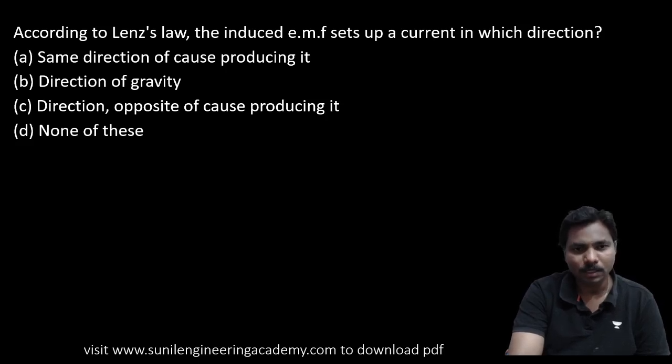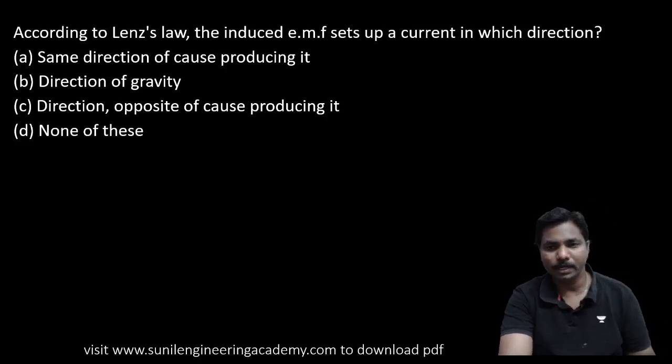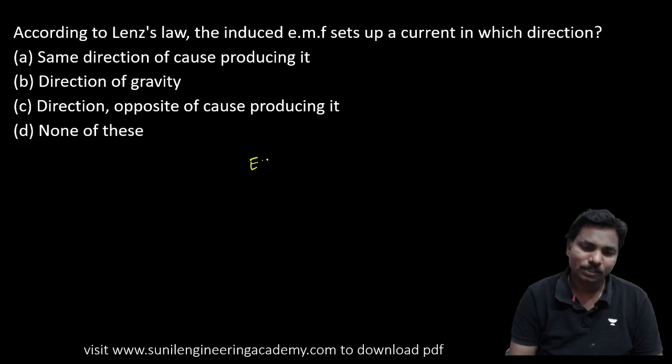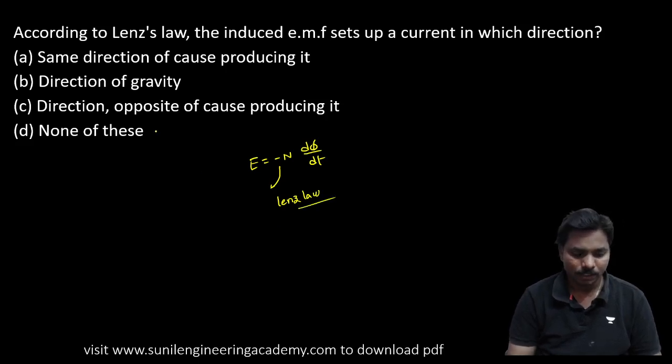According to Lenz's law, the induced EMF sets up a current in which direction? We know very well about Lenz's law. EMF is equal to minus N dφ by dt. The minus sign is Lenz's law. That is nothing but opposition, that is, the direction opposite to the cause producing it.